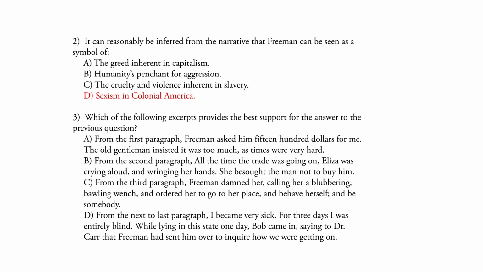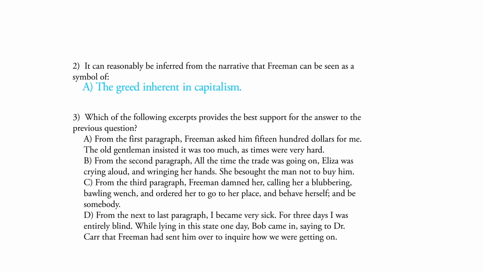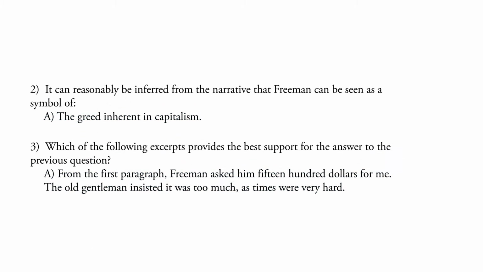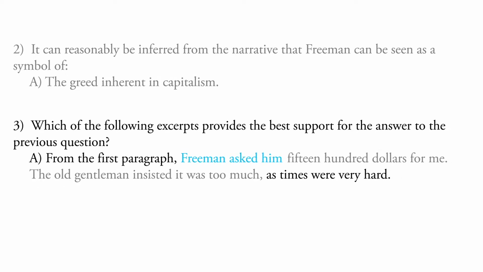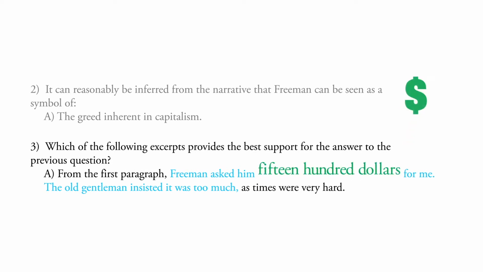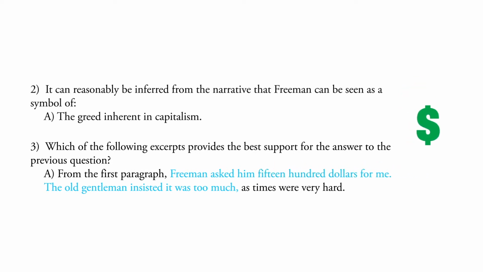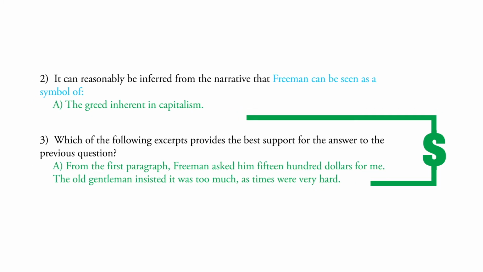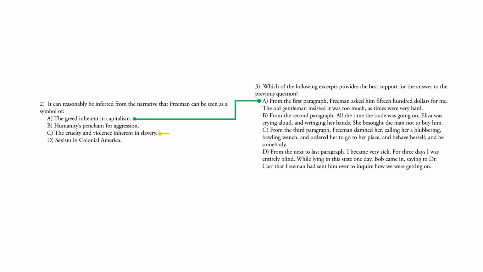Now, I actually want to look at the answer choice A for number 2 and A for number 3 together. First, let's read the excerpt from the passage. "Freeman asked him $1,500 for me. The old gentleman insisted it was too much." Okay, so this is about money. And if we look at choice A from number 2, it says that Freeman is a symbol of the greed inherent in capitalism.